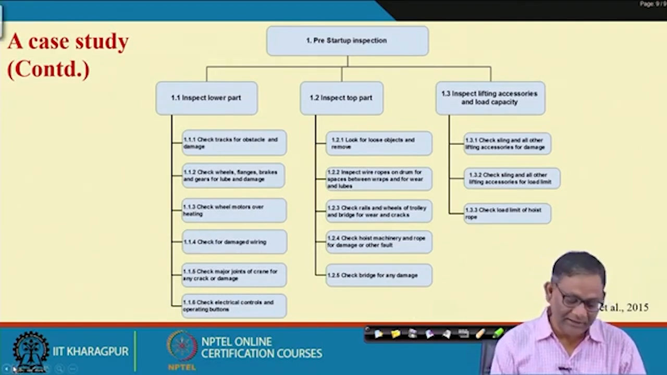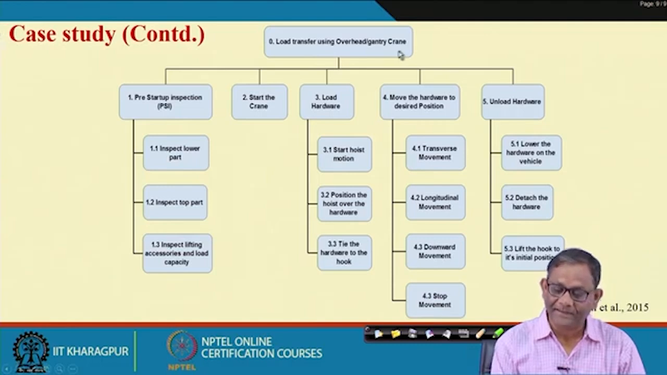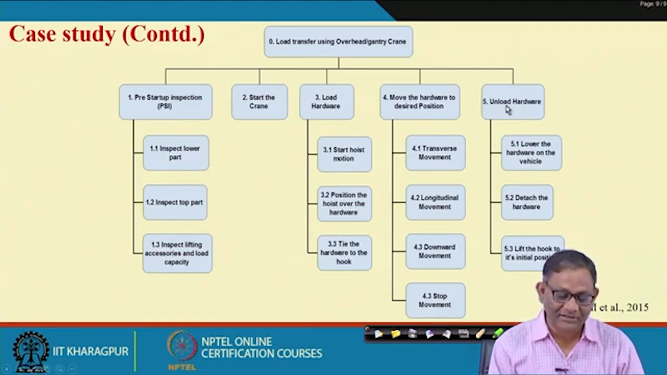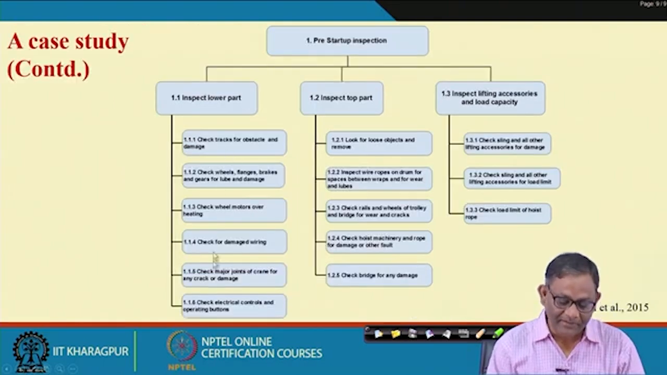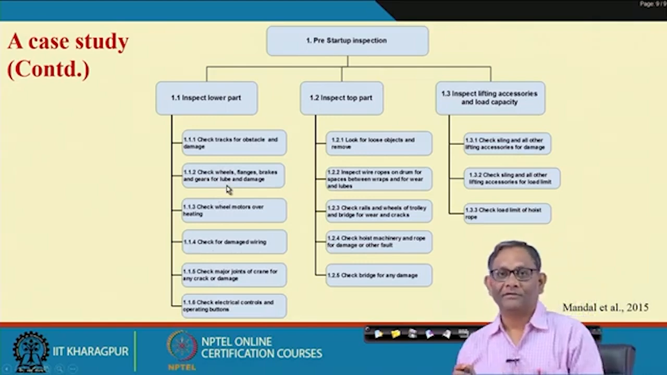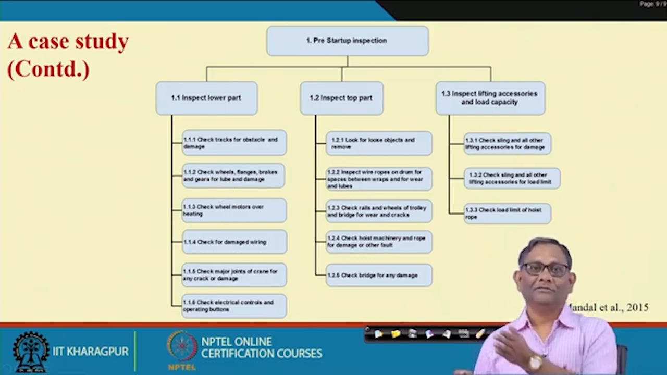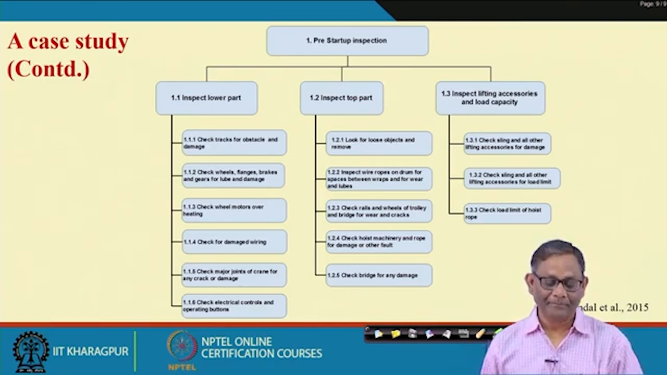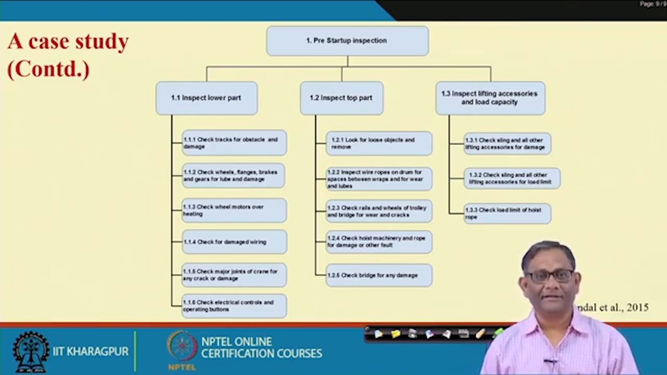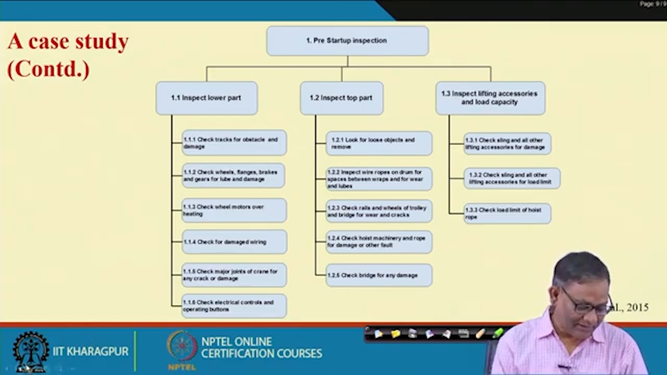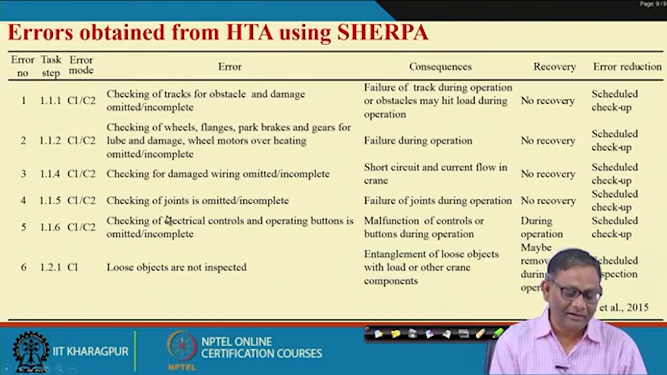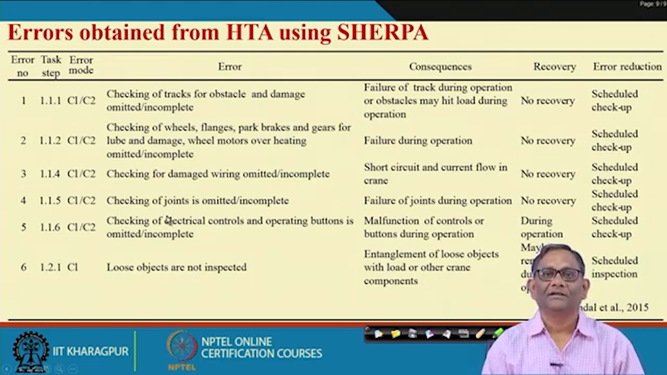So, if I say this is the main task, the overall task, these are the subtasks, this is a sub-subtask, then this is the elemental task. If we do not break down further to the lower level, at the lower level I am calling it the elemental task. In this manner, the entire set of elemental tasks, the total elemental tasks, were computed.